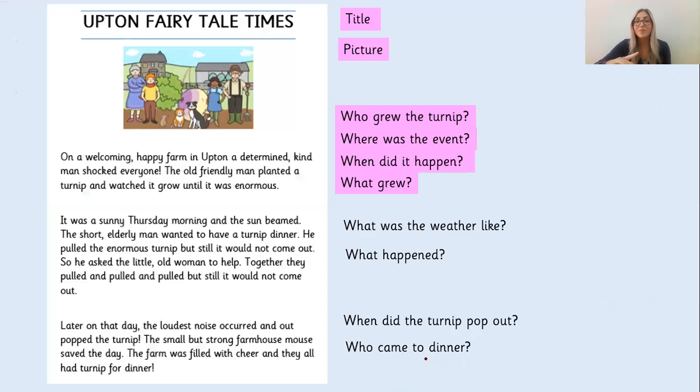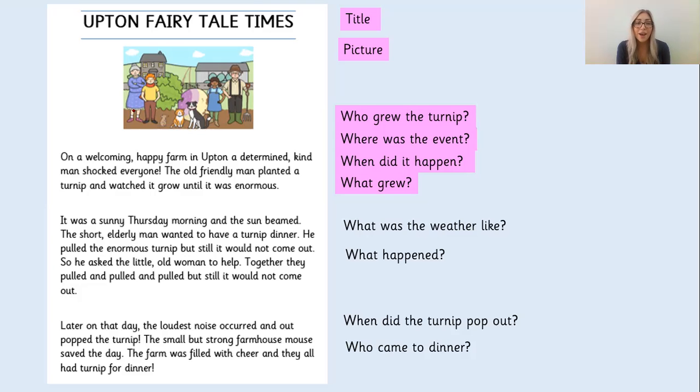Brilliant. So today we are doing an exciting task. We are now becoming newspaper reporters. So we're going to write a newspaper report about what happened in the story. So here is my example. I have got my title at the top, Upton Fairy Tale Times, and then I have got my picture, because if you've looked at a newspaper report before, there's usually a picture on there as well.